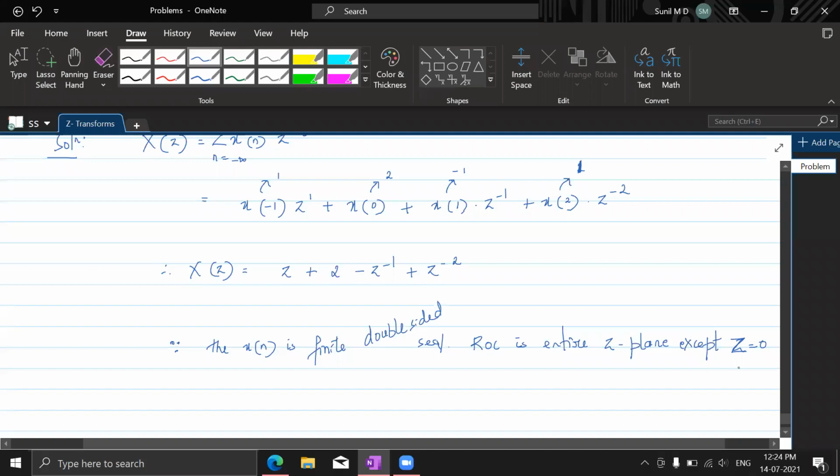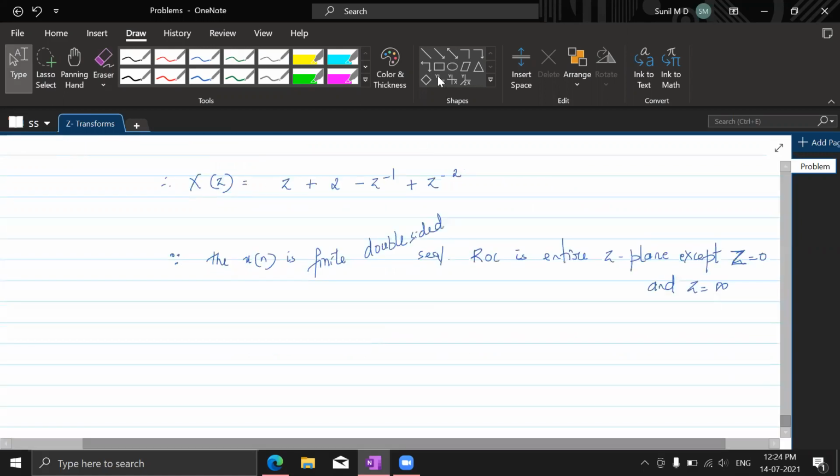For a double sided sequence, you all know it is except z equal to 0 and z equal to infinity, because we have positive powers of z as well as z in the numerator and z in the denominator. For denominator z, it's 0. For numerator z, it is infinity. Except these two, which will make x of z infinite, the whole entire z plane would be the ROC. So how would we show that? Here, the sketch of the ROC.